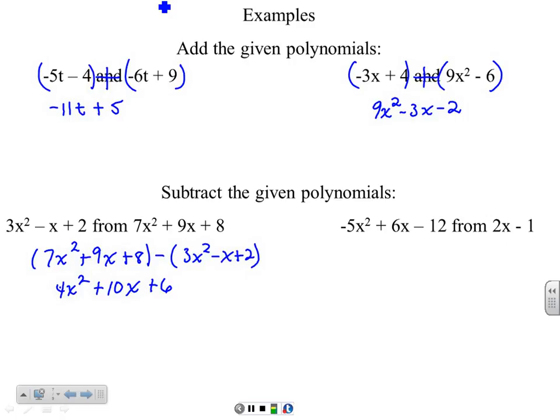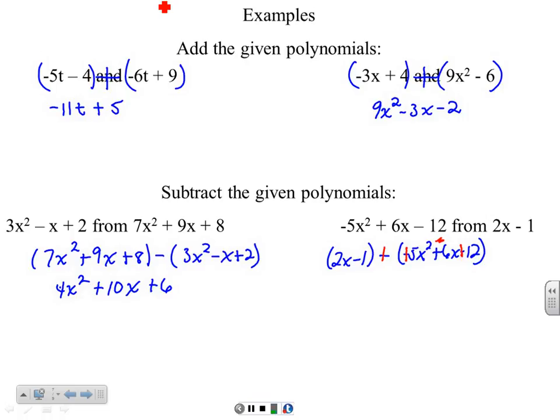Okay, so the problem on the right, we're going to do the 2x minus 1 first and take from it the negative 5x squared plus 6x minus 12. Again, you can cross the line, change the sign. I didn't on the previous problem just to show you that you don't have to, but you can if you want to. So then we would add the opposite of everything that follows.